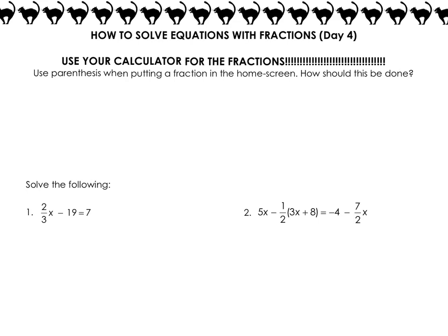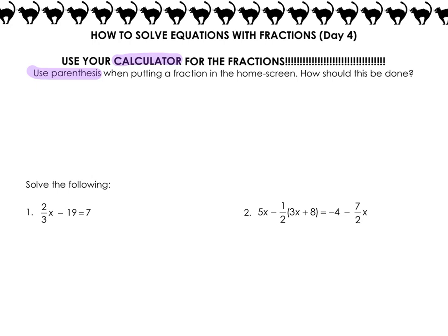Today we're going to talk about how to solve equations with fractions. So when you see fractions, we're not going to freak out. We're going to just know that the fractions mean we're going to use our calculator to put the fraction in. Now, depending on which calculator you use, the method for putting a fraction in your calculator will look different. Either way, remember to always use parentheses when you're putting a fraction in the home screen.